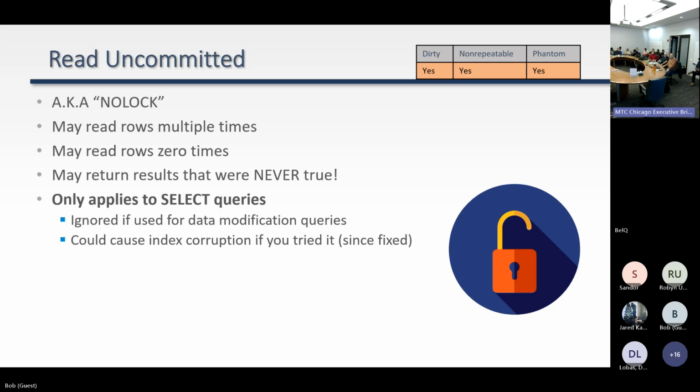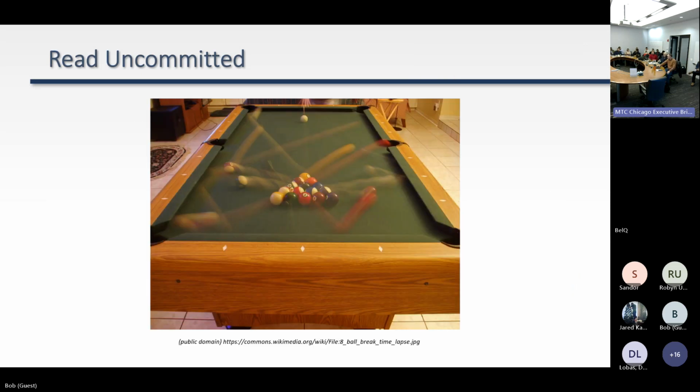I'll also point out that no lock applies only to select queries. So you can use no lock in any query, but if it's anything other than a select query, SQL Server is just going to ignore you. There was a bug back in SQL Server 2008 initially that actually could cause index corruption if you used it on a modification query. That's long since been fixed. So if you're using SQL Server 2008 RTM at this point, you kind of deserve all the problems you're going to have. But yes, this is a select query issue only.